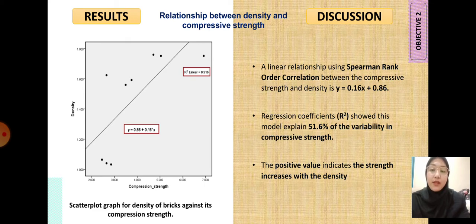The equation for a linear relationship using Spearman order correlation is shown above. The R square showed that this model explains 51.6% of the variability in compressive strength. The positive value indicates the strength increases with the density.